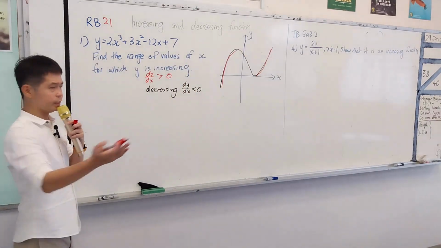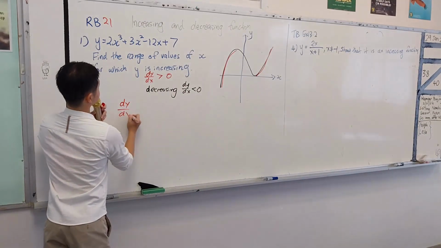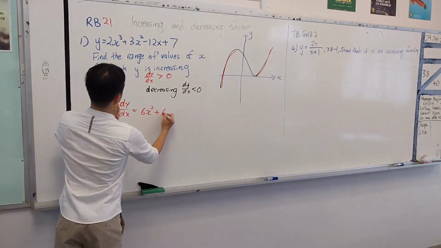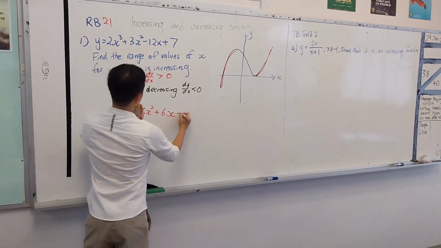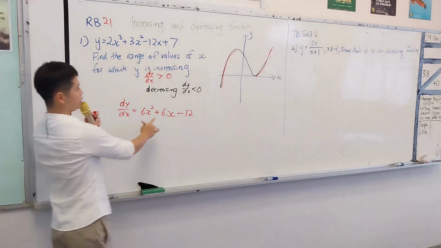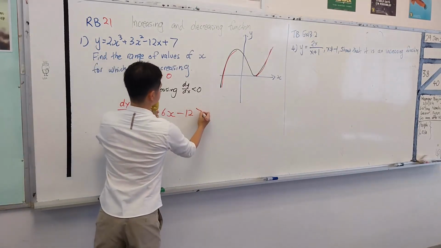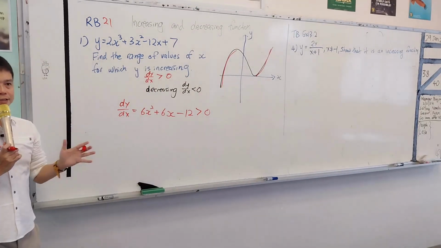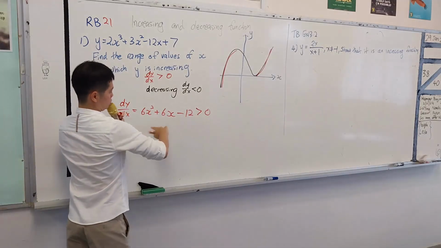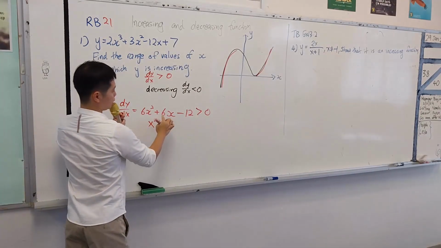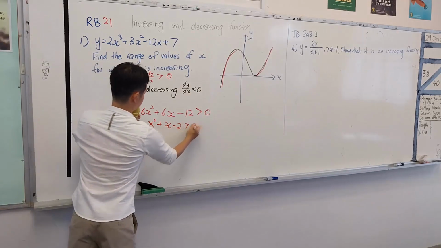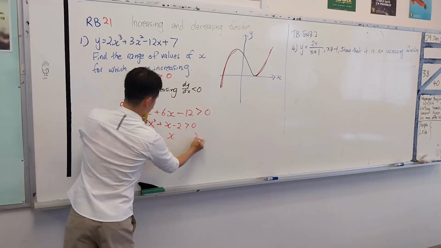So very simple, just do dy/dx. dy/dx of a polynomial: bring down the power, minus 1. So I need this to be greater than 0 because I want to find the parts that are increasing. Now, don't factorize first. Divide everything by 6. And you have to do this.